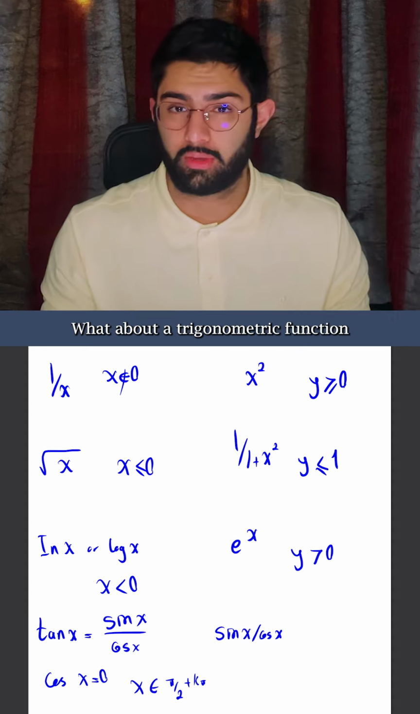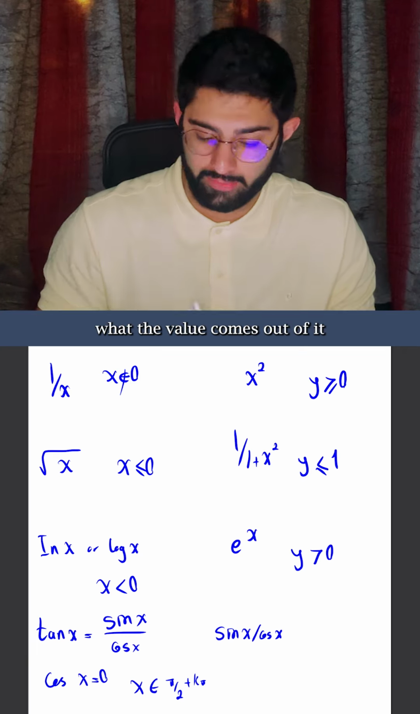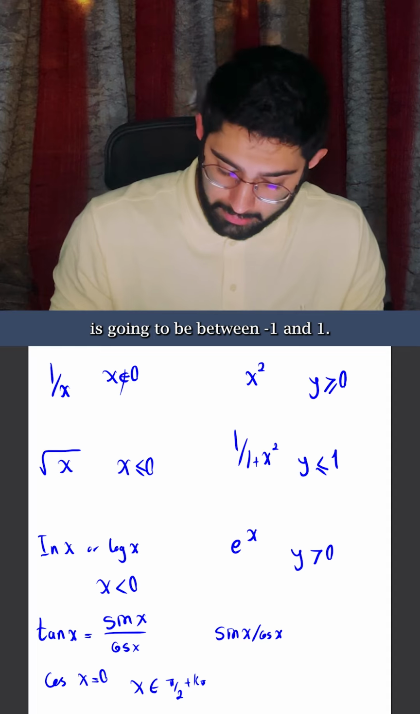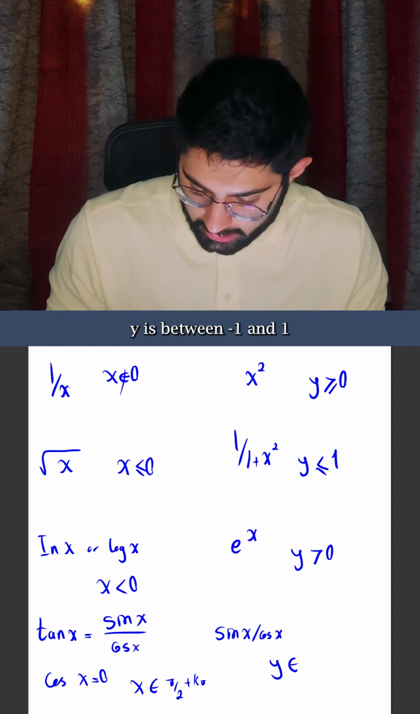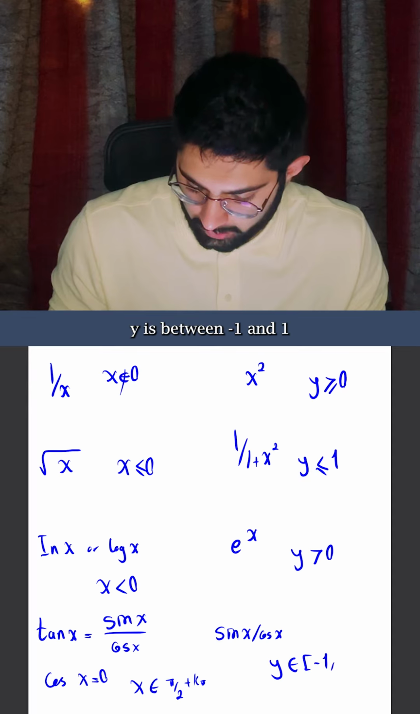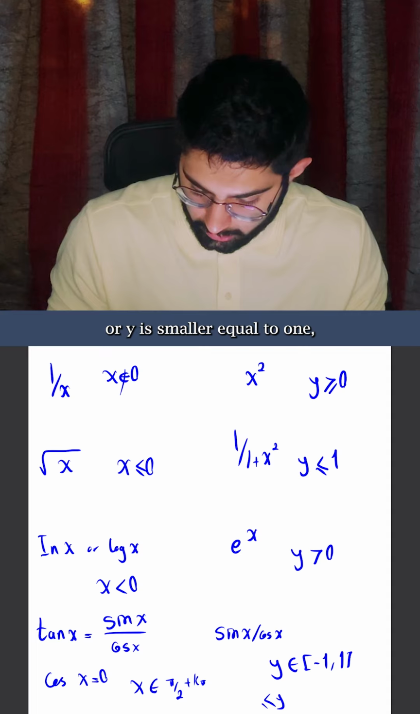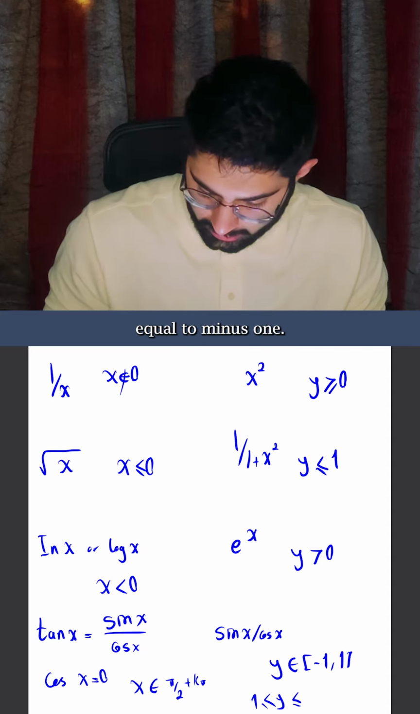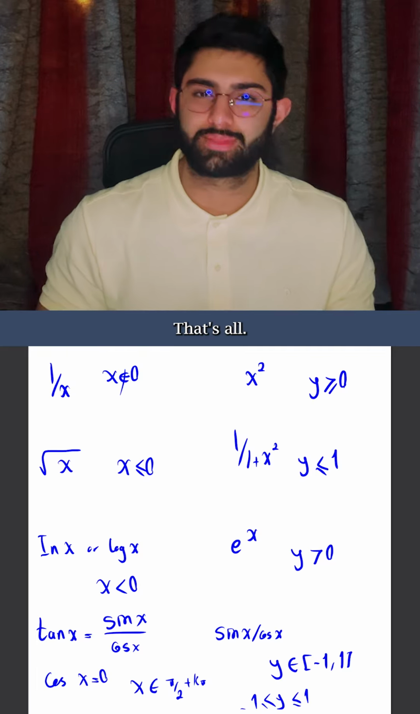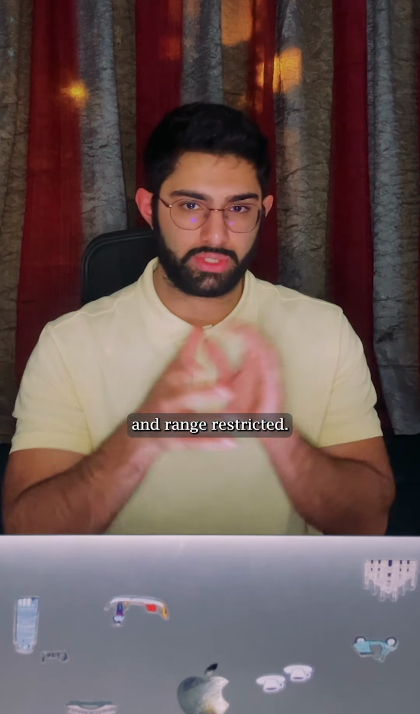What about a trigonometric function, such as a sine or a cosine? Well, their range, what the value comes out of it, is going to be between minus 1 and 1. So you can either put y is between minus 1 and 1, or y is smaller or equal to 1, bigger or equal to minus 1. That's all. There are countless other examples and combinations of these that will make domain and range restricted.